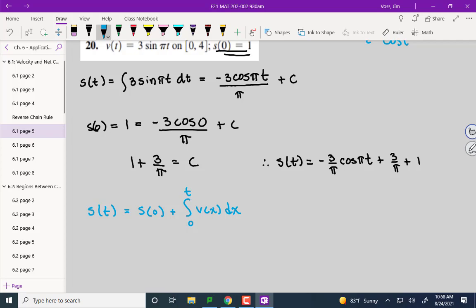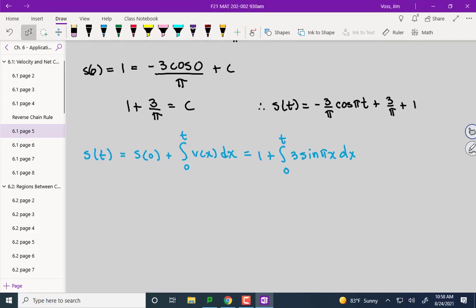So let's see. So that's going to be 1 plus the integral from 0 to t of 3 sine pi t. Whoops, and I put a t. So easy to forget and put a t instead of an x, but we'll put an x. So that will be 1 plus, we integrate. So the 3 is a constant multiplier, it just sits in front. Integral of sine is minus cosine. So we have minus 3 cosine of pi times x all divided by pi from 0 to t.